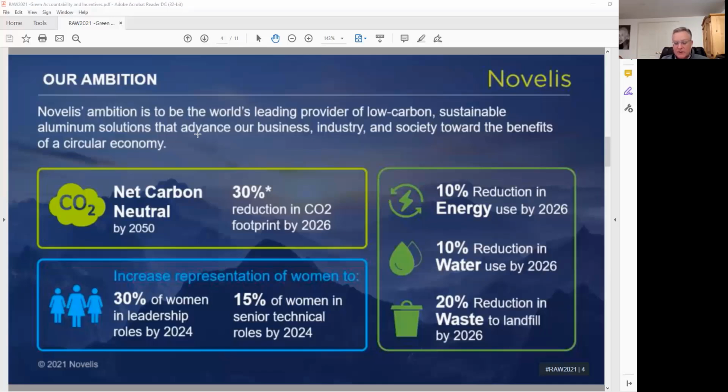Again, depending on the business unit, a portion of our aluminum comes from recycled content, and we obviously want to get that much higher and consistent across the board. So we have a plan to do that, and we've committed ourselves to achieving a 30% reduction in CO2 footprint by 2026, as well as the much longer range goal of achieving carbon neutrality by 2050.